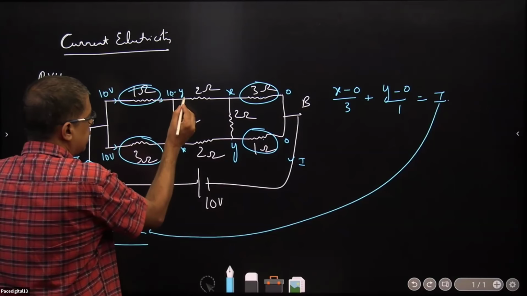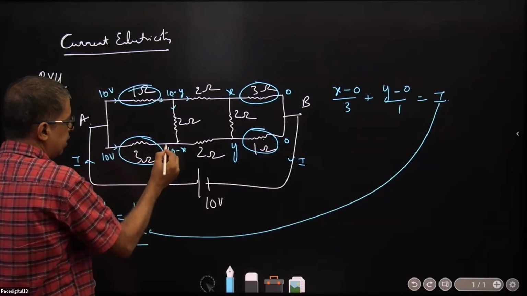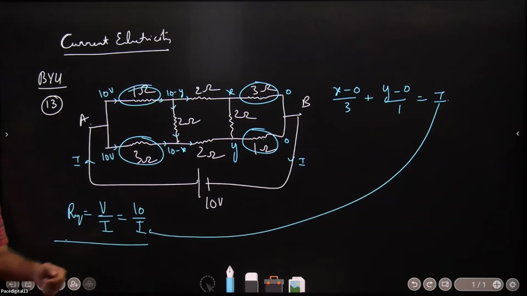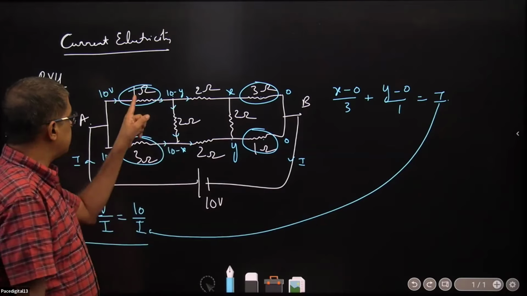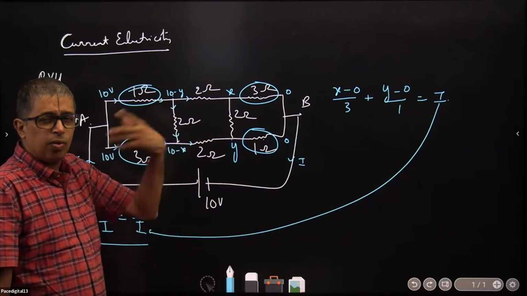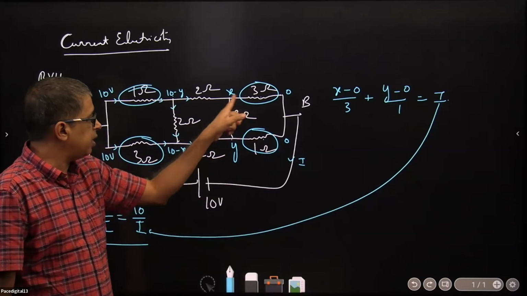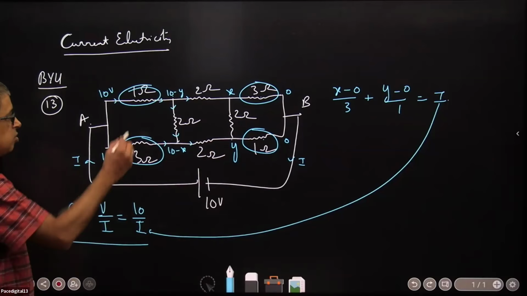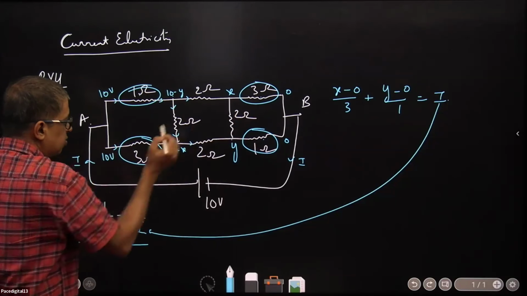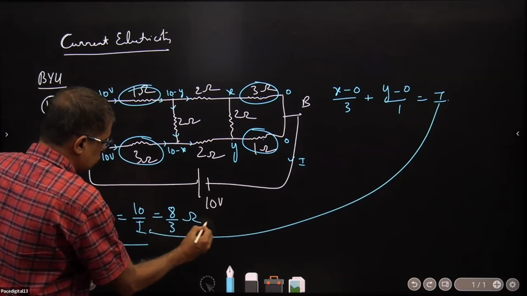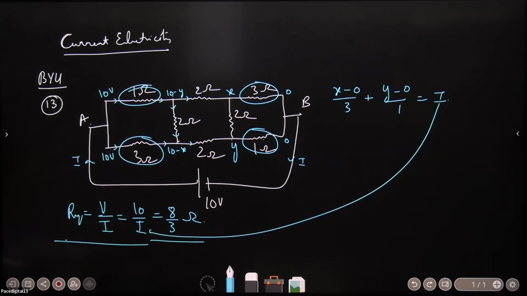The incoming current here should be equal to the outgoing current here. By chance, if somebody is not able to see that the current here and here should be the same, then they will take different variables here. You will have one more equation. Just that your simplification becomes easy if you are able to recognize that these both will have the same current and these both will have the same current. The answer will turn out to be 8 by 3 ohms. I am not doing the simplification till the last step.